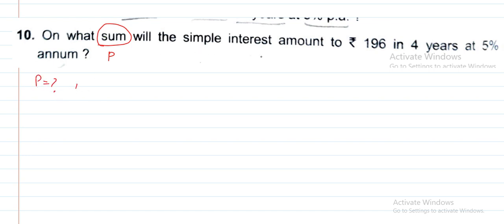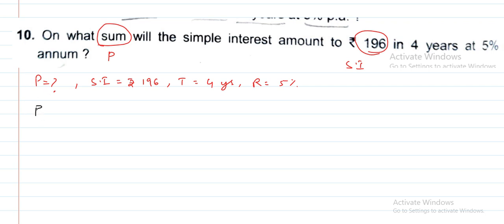Next, simple interest amount to. That means 196 is the simple interest. So what is our simple interest? It is rupees 196 in 4 years. So time is 4 years, and rate is 5% per annum. So now we have to find principal.